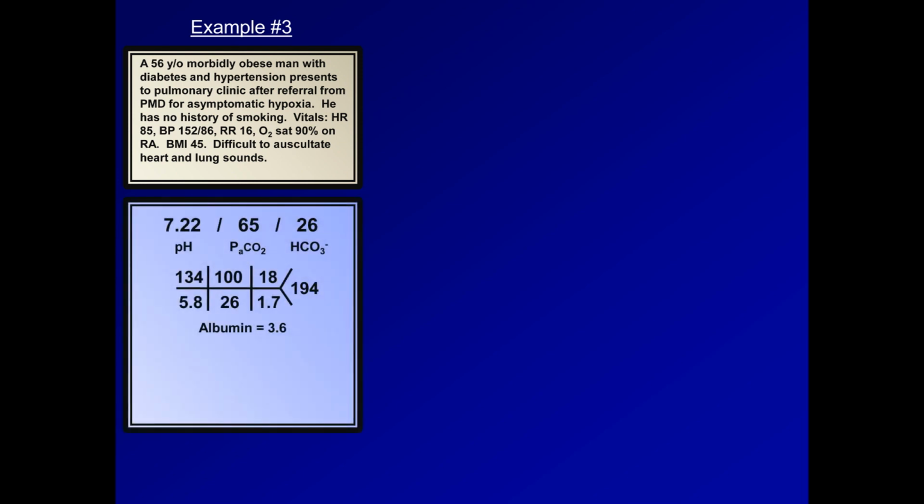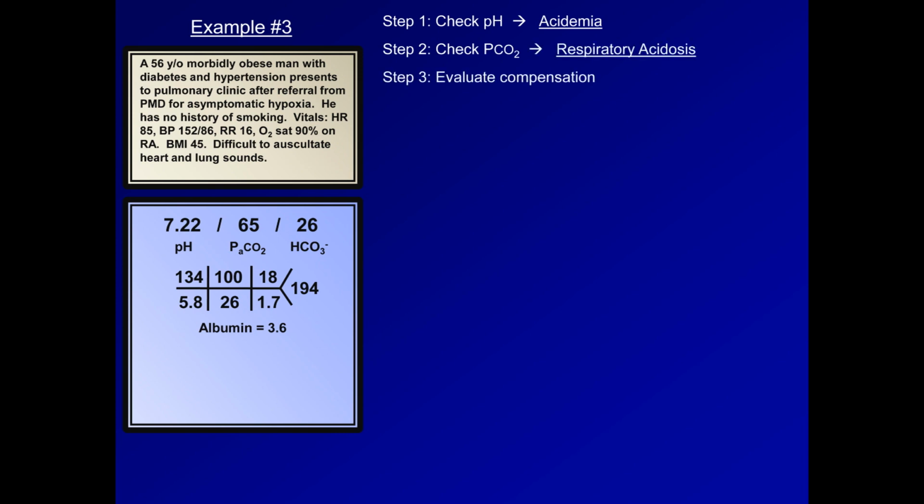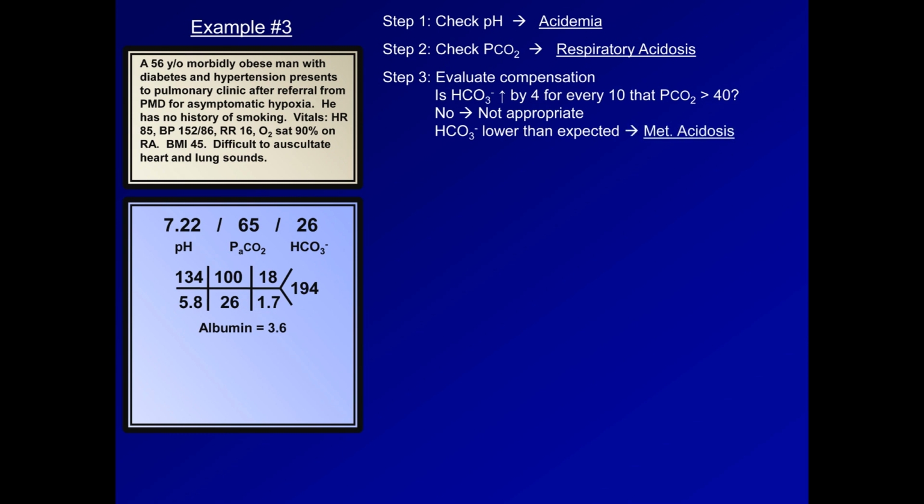And here is his ABG, chemistry panel, and albumin. Step 1, he has an acidemia. Step 2, it's due to a respiratory acidosis. Step 3, since he's being seen in clinic for a routine referral, whatever processes are going on are presumably chronic. The compensation formula for a chronic respiratory acidosis asks if the bicarb is increased by 4 for every 10 that the PCO2 is above 40. In this case, no. The bicarb is lower than expected, and in fact it's unchanged from normal. The explanation must be a concurrent metabolic acidosis.